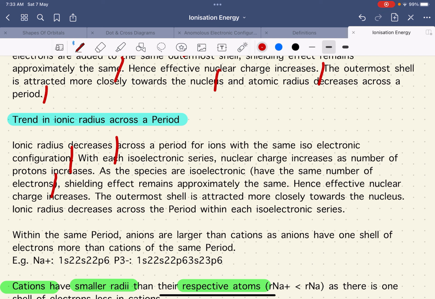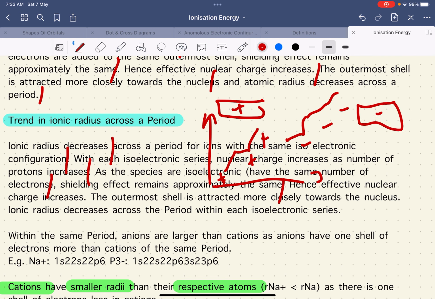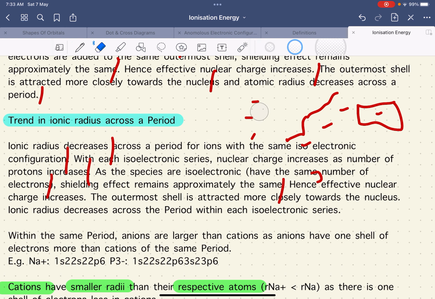With each isoelectronic series, the nuclear charge increases, the number of protons increases, while the shielding in the series should remain approximately the same. So when looking at a graph, this one is plus plus plus, the positive charge across a period. Then the other is minus, so you typically have a larger one. So this is what it means, okay.